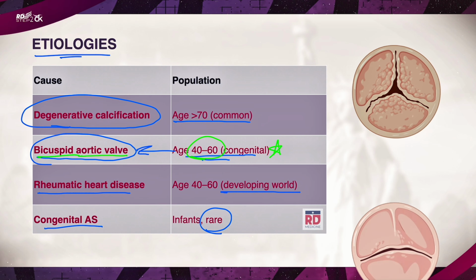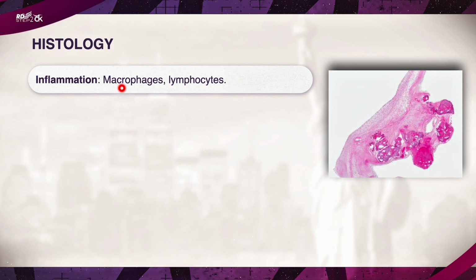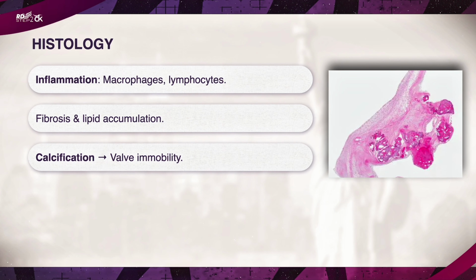On histology, we see signs of chronic inflammation, mainly macrophages and lymphocytes. There's also fibrosis and lipid accumulation, similar to atherosclerosis. So get that. The physiopathology is pretty much the same between aortic stenosis and atherosclerosis. Over time, this leads to calcification, which stiffens the valve and limits its mobility.